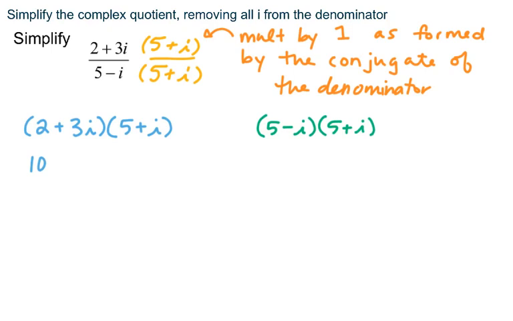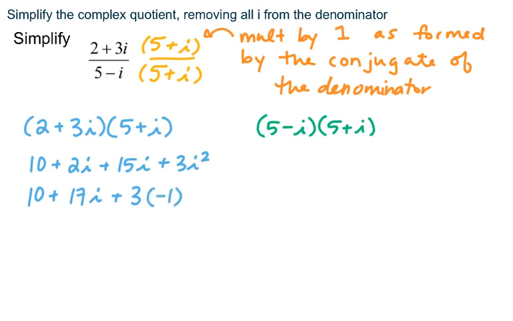FOILing in the top, 2 times 5 is 10, plus, let's see, we've got 2i plus 15i and plus 3i squared. So that's 10 plus 17i plus 3i squared. Of course, we want to remember that i squared is equal to -1. So this is 10 plus 17i minus 3, or rather 7 plus 17i. This is the value that I'm going to write in my numerator.